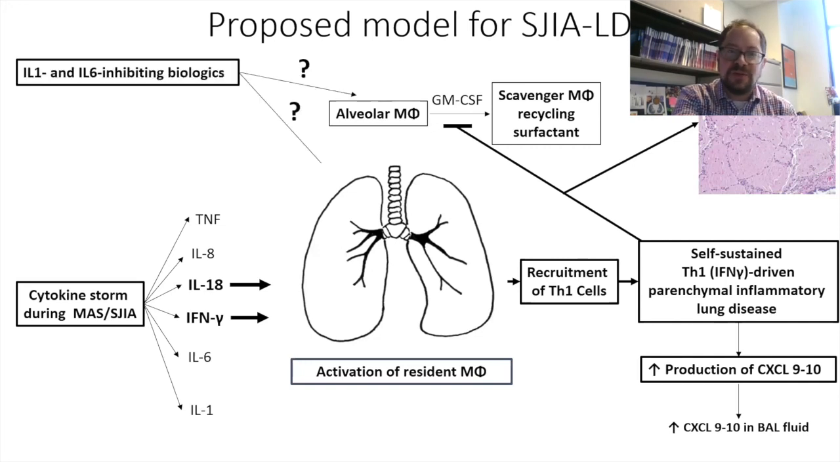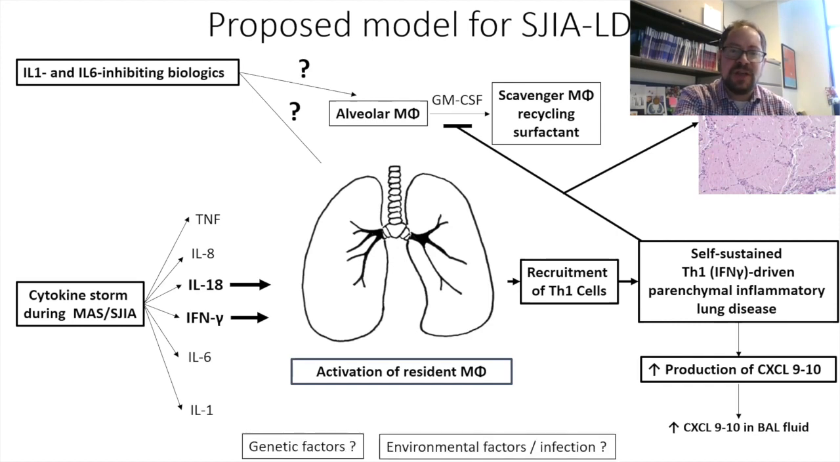Now, there are many unknowns in this, right? What is the impact of IL-1 or IL-6 blocking biologics? Are there genetic factors, other environmental factors, or infections that play a role in this? I joke that anytime there's a model with this many arrows, you know it's wrong. But I think it lets us start asking some hypotheses.